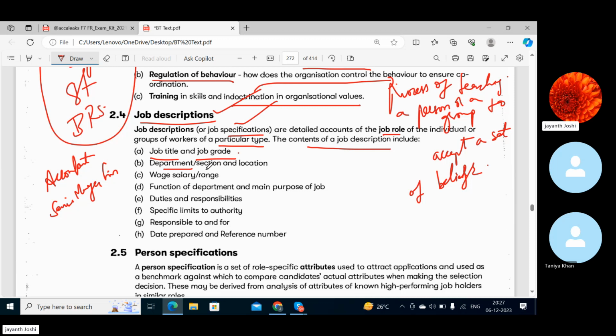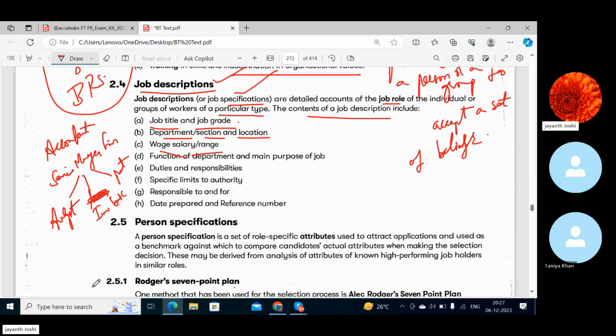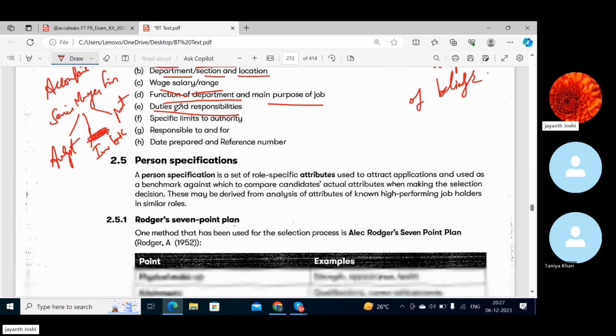Then in which department you want to work, section and location. In finance also there are a lot of departments, analyst. Then there can be loans, or let's say there can be investment banking, portfolio management, fund management, etc. Then what wages or salary have to be given to you, that will also be mentioned. This will be a motivation factor for people. Then only, after looking at the total description of that particular job, they will decide whether to apply or not. Function of department and main purpose of job, duties and responsibilities, specific limits to authority.